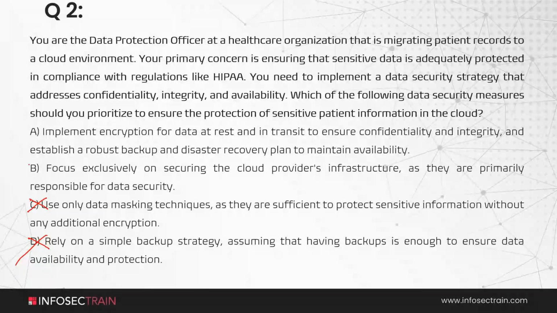If I go for B, focus exclusively on securing the provider's infrastructure. The cloud service provider's infrastructure is the responsibility of the CSP only, right? As a cloud service customer, how do you do that? So B is out. Implement encryption for data at rest, data in transit, and of course data in use nowadays to ensure confidentiality and integrity. Perfect. And establish a robust backup and DR plan to maintain availability. The answer satisfies all the CIA requirements. So the answer is A. Is it clear, team, all of you? The answer is A.